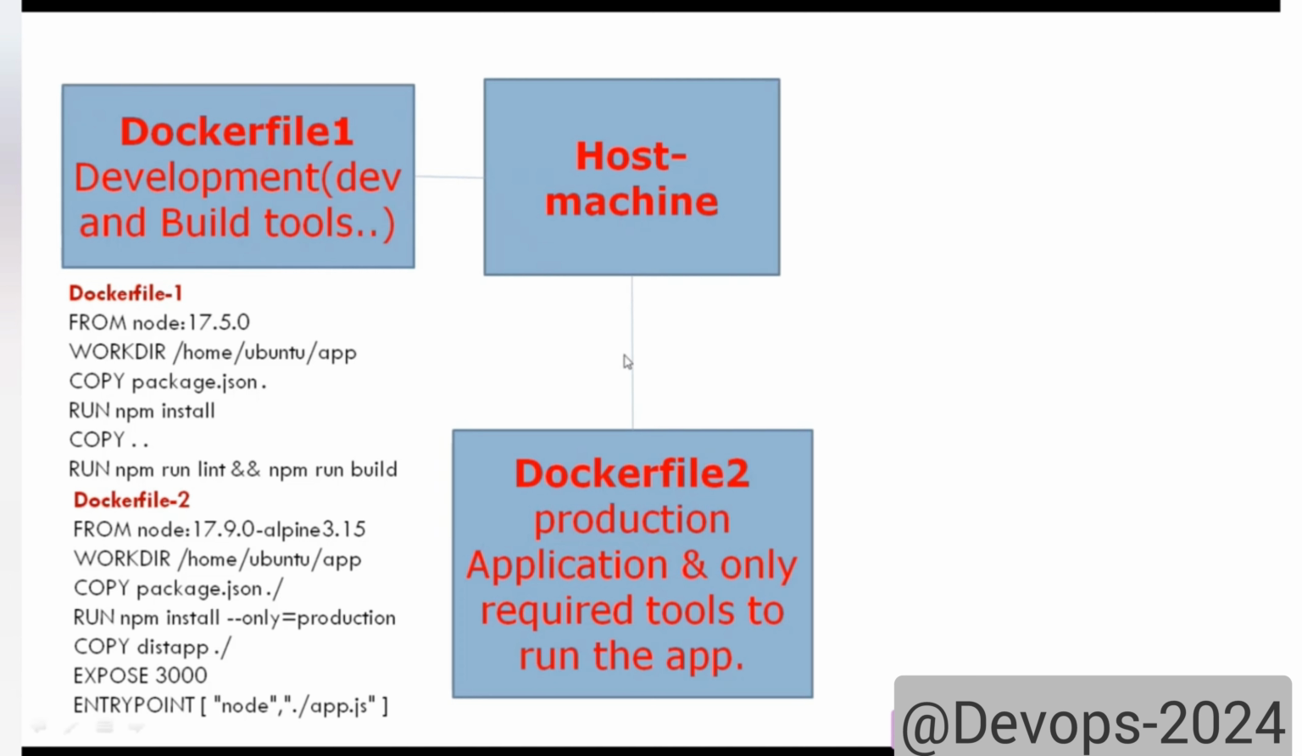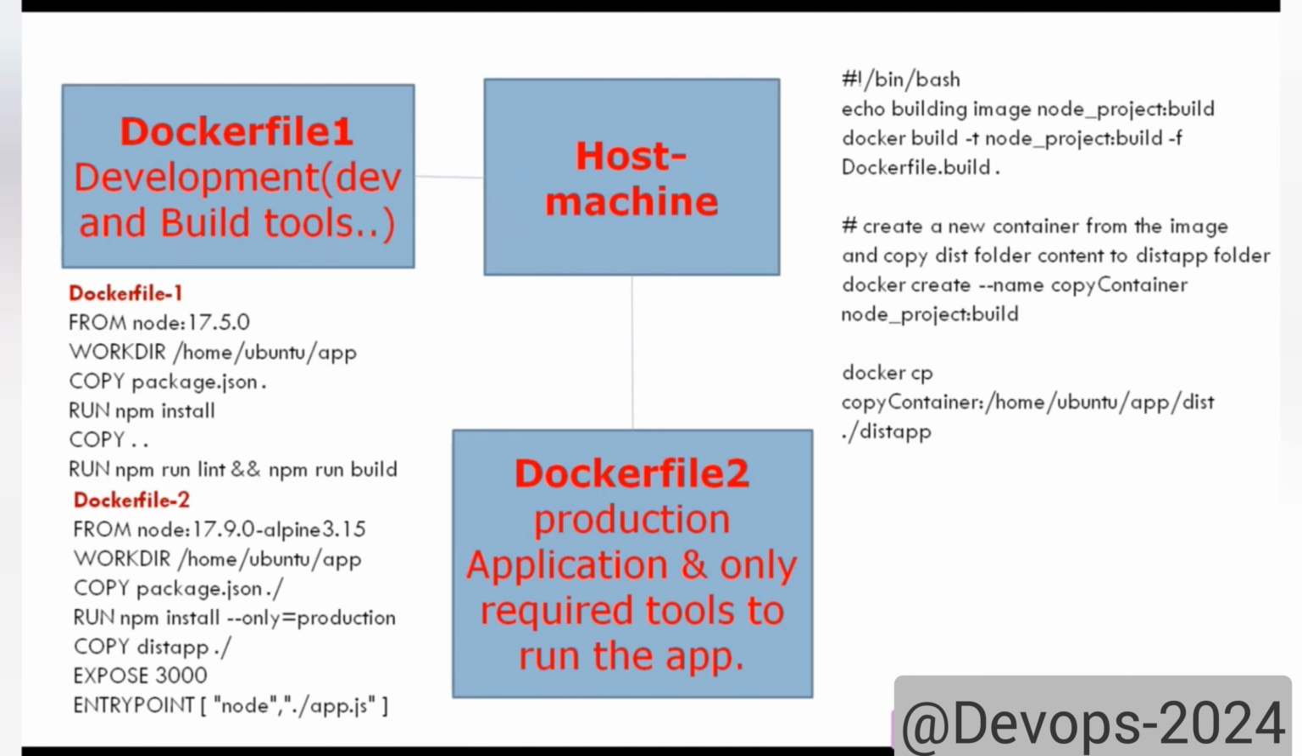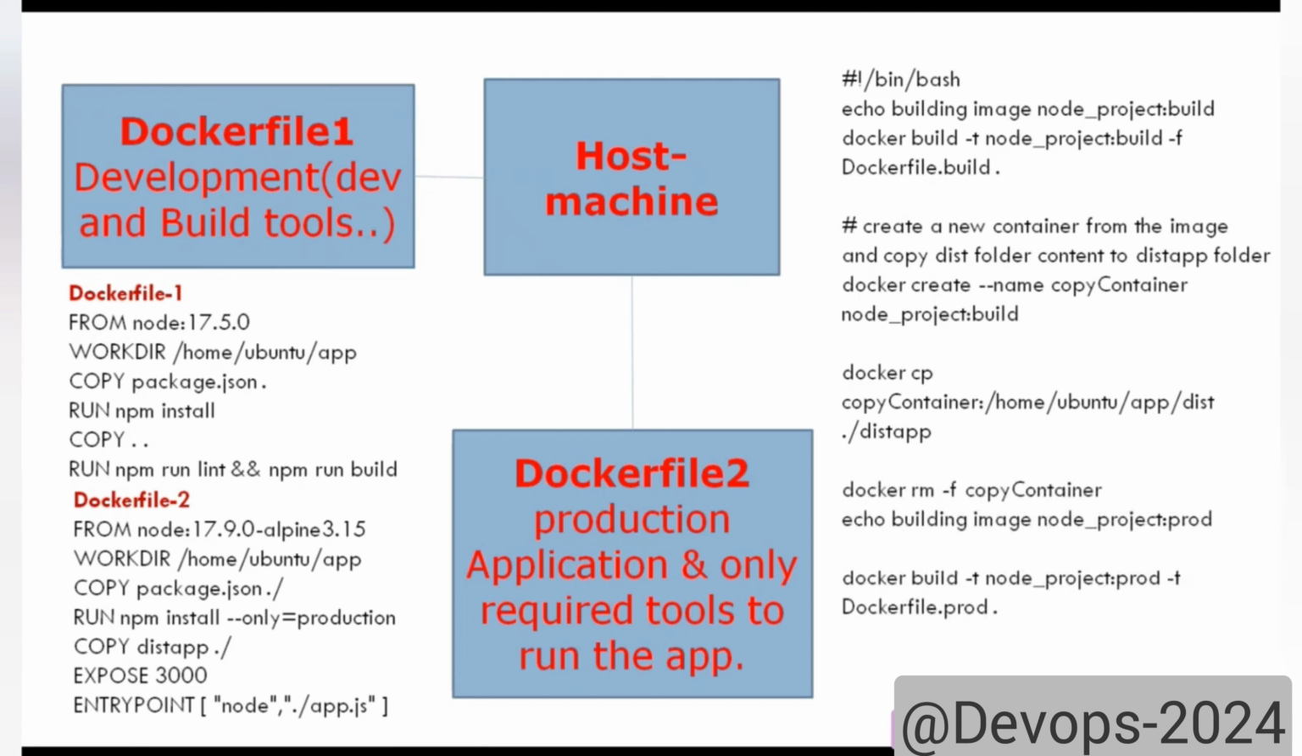Even this process we can automate using a shell script, where first we build the application and copy the output into some folder on the host machine. Then we copy that into the next Dockerfile's work directory. Finally, we create the final build image. So this is how the multi-stage build was happening earlier.